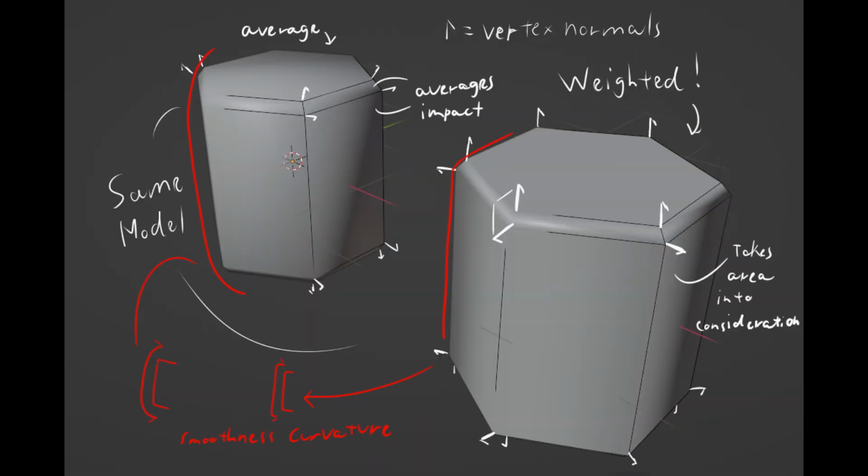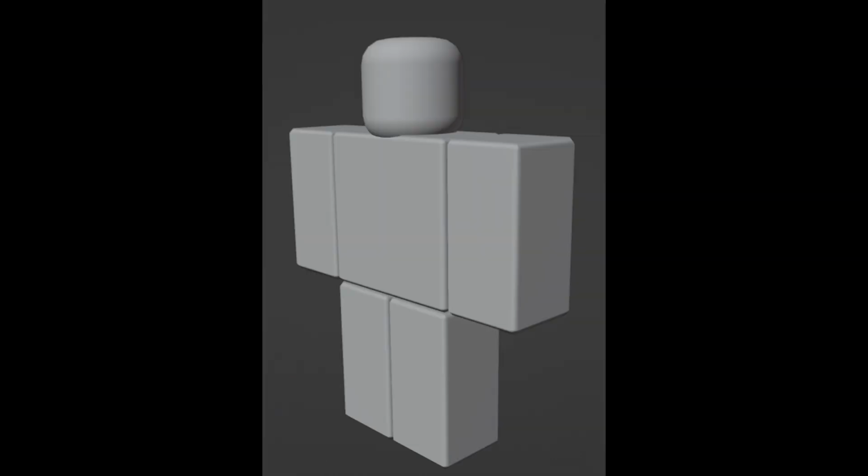Blender by default doesn't take into consideration that these two edges that are very close to each other shouldn't have the same amount of impact on the smoothing as a face that is much flatter and larger than it, like right next to it. If you look at an R6 model, the edges look rounded while everything else is flat.